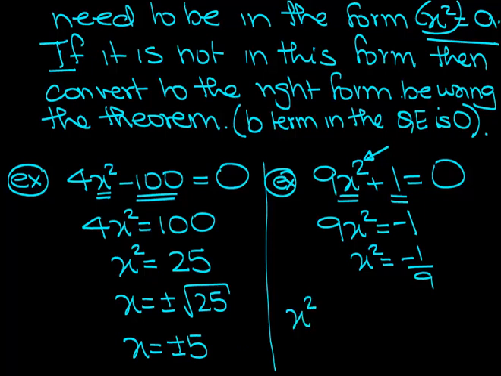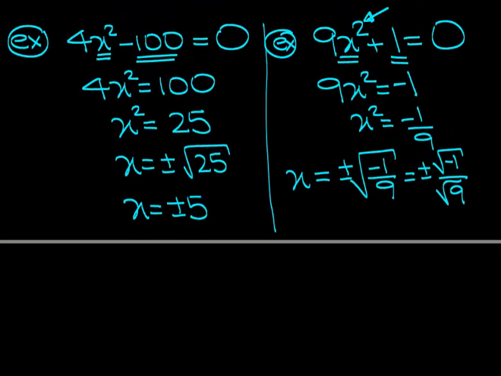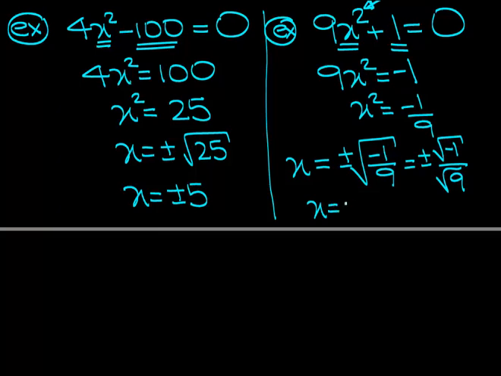Then I get x, using the square root theorem, is equal to plus or minus square root of minus 1 over 9, which we know is plus or minus square root of minus 1 over square root of 9, using the properties of radicals. So that tells me what x must be what? Plus or minus square root of minus 1 is i, if you remember complex numbers, divided by 3 because square root of 9 is 3. There's the answer for that. So we can get complex answers for these problems.